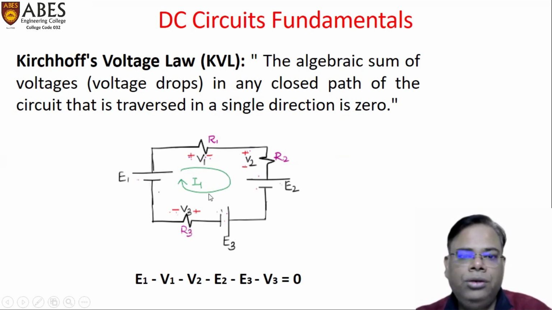If we are moving with the direction of current and taking E1 as positive, then V1, V2, E2, E3 and V3 are opposing the flow of current. That's why we have taken these voltages as negative. The final expression is E1 minus V1 minus V2 minus E2 minus E3 minus V3 is equal to 0. Now this one is our Kirchhoff's voltage law.